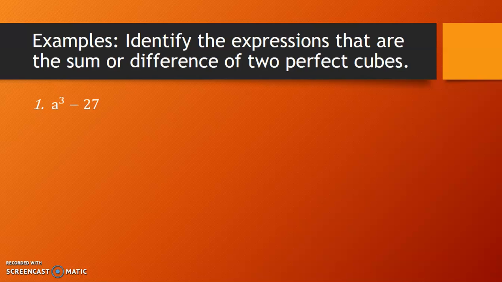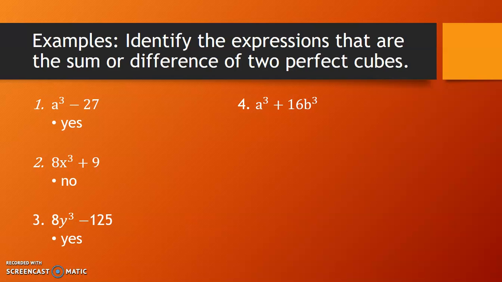So a to the third minus 27, I can cube root any variable like a to the third, it would just be a, and then the cube root of 27 is 3, so this would be a yes. The cube root of 8 is 2, so that first term would become 2x, but I can't cube root 9. I would get a weird number if I tried to do that, so that one's a no. For this one, the cube root of 8y to the third would be 2y, and then the cube root of 125 would be 5, so this is a yes.